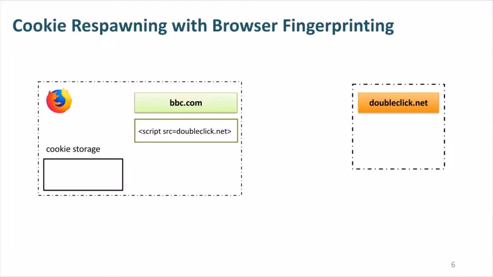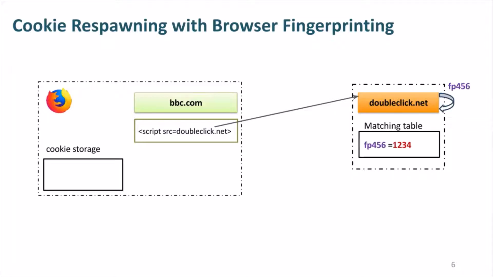Let's go back to our example. The user is visiting bbc.com that has the fingerprinting script from DoubleClick. A request is sent to DoubleClick along with the browser and machine features. DoubleClick generates the fingerprint, FP456, and then stores it in a matching table with the corresponding identifier, let's say 1234. DoubleClick will then send back a response and set a cookie on the user's browser with as value 1234.